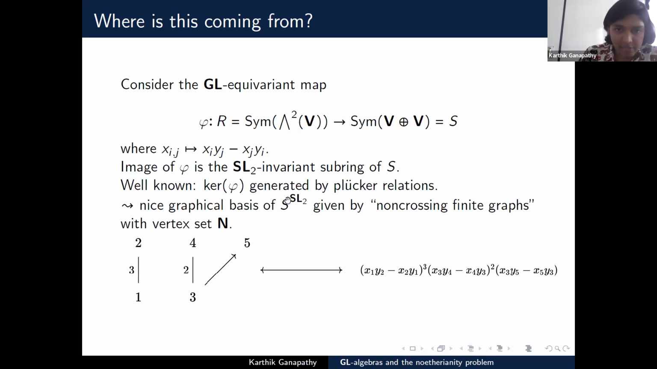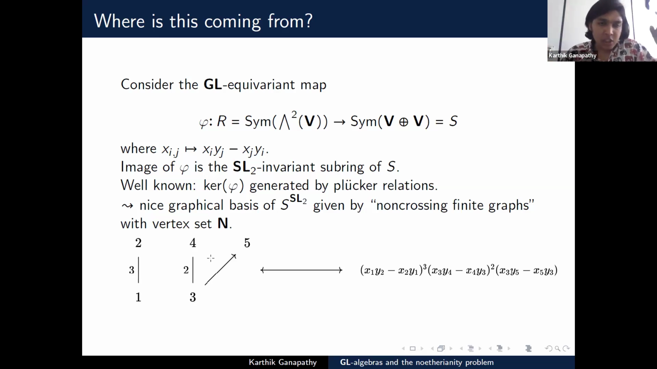This gives a nice graphical basis of the SL2 invariant subring of S, given by what are called non-crossing finite graphs with vertex set n. And I'll just say how you associate to this non-crossing finite graph. If you give me this graph, and the three here is supposed to indicate that there are 3 edges between 1 and 2, you associate to that (x1 y2 minus x2 y1) cubed, and you have 3, 4, which you associate (x3 y4 minus x4 y3) squared, and so on.